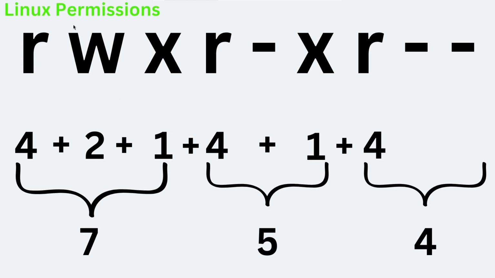7 for the owner because he can read, write and execute. So you need to sum all these here. That will give 7. 5 for the group because the group can read and execute, and 4 plus 1 gives 5. And 4 for the others because they can only read, okay?